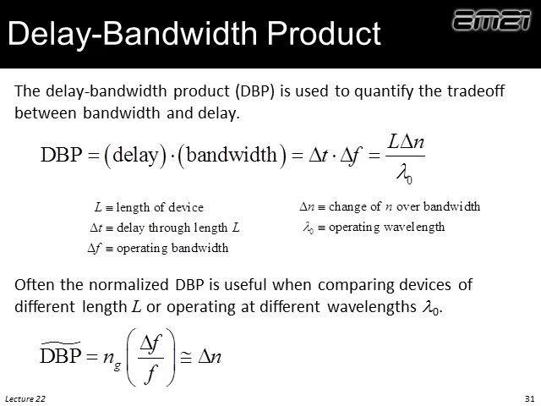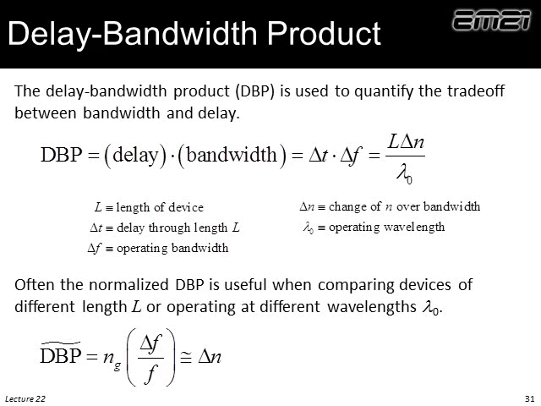So a single metric that can quantify all of this is what's called the delay bandwidth product. We want delay large, we want bandwidth large. So when we multiply the two, this delay bandwidth product is something that we want large. So it's the delay that you would get in a signal over the bandwidth, times the bandwidth. And it turns out we can express it this way: the length of the device times the change of refractive index over the operating bandwidth divided by the wavelength.